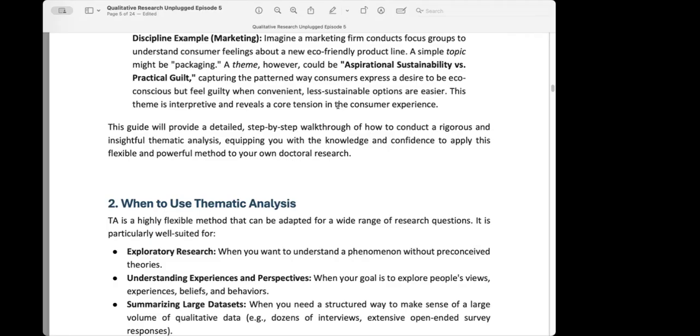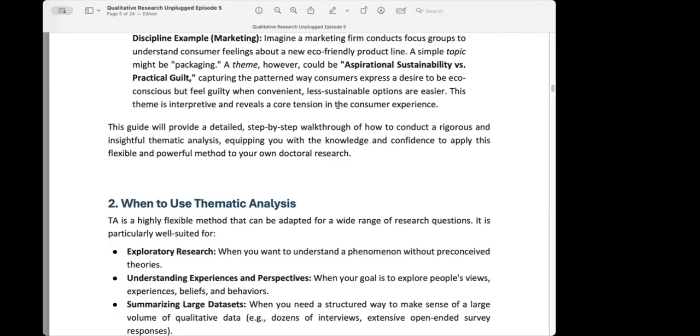Let's ground this with an example, which the guide uses beautifully. Imagine a marketing firm conducting focus groups about a new, eco-friendly product line. Okay. A simple descriptive topic derived from the discussion might just be packaging. People talked about the box, the material, so that's a topic. That's just summarizing a category of discussion. Right, very surface level. Exactly. Yeah. But an analytical theme could be something much deeper, like aspirational sustainability versus practical guilt. Ooh, okay. That sounds more interpretive.